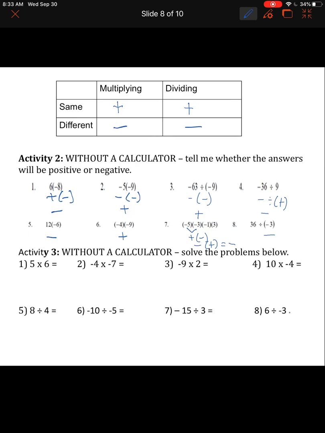Go ahead and do activity 3 without a calculator. So my suggestion to you, go through and fill in the signs first, and then go ahead and multiply the numbers. Pause the video while you're working.